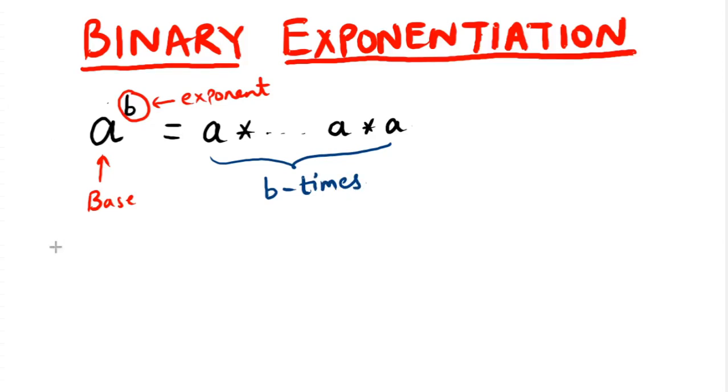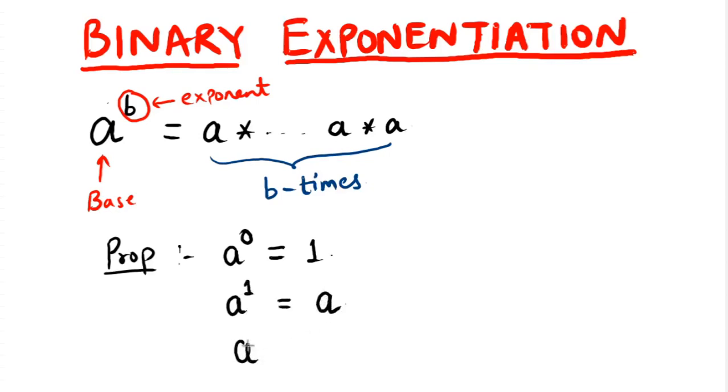Let us dive into a few of the properties which will be essential to understand the idea of binary exponentiation. The first property is a power 0 is 1, and anything raised to 1 will give us the same value. Then, a raised to m whole raised to n is equal to a raised to m times n.